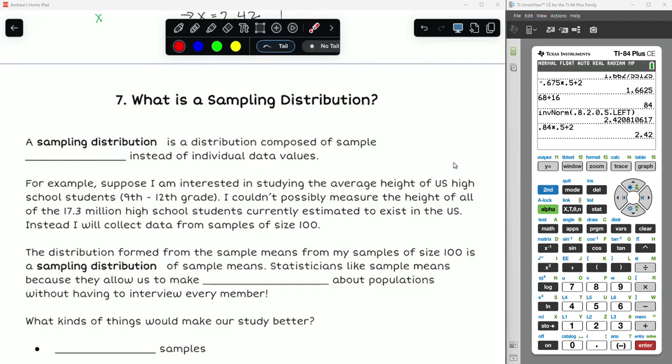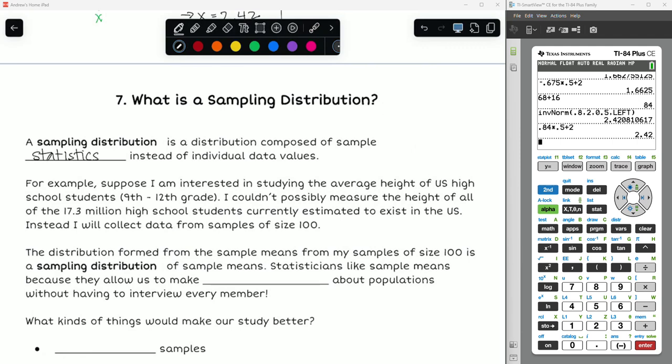In this video, we're going to introduce the concept of a sampling distribution. A sampling distribution is a distribution composed of sample statistics instead of individual data values. And remember that sample statistics are values that we have calculated based on sample data, things like sample means or sample standard deviations. So a sampling distribution is a distribution of things like sample means instead of individual height data.